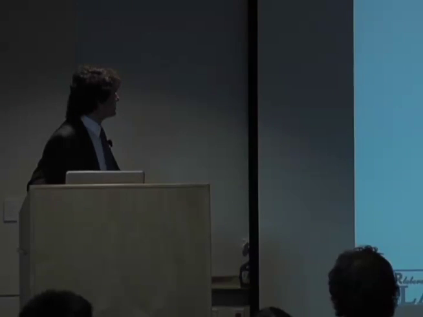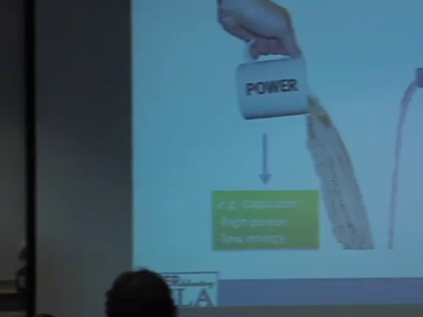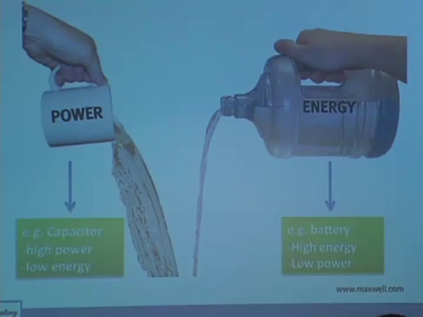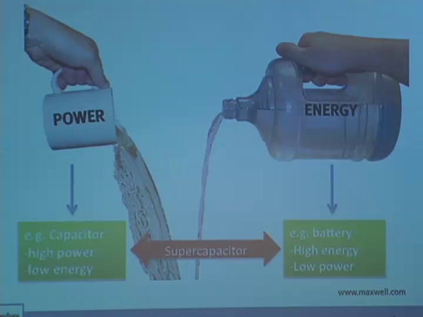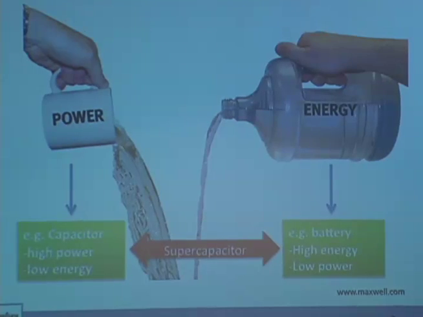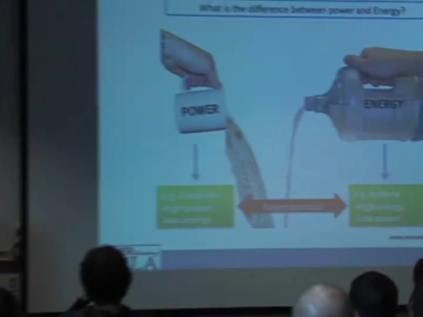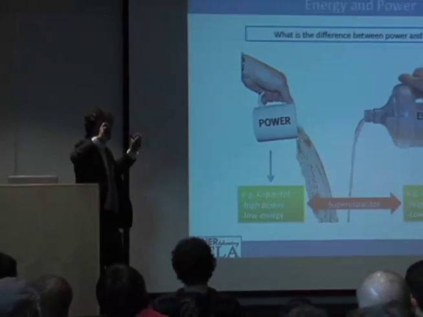So a capacitor supplies high power but low energy. A battery provides high energy but low power. And so what we're after is something that combines the best of both, hopefully, and that's called a supercapacitor. And a supercapacitor is going to look like a battery, but it's fundamentally different. So let me first make sure everybody understands this.